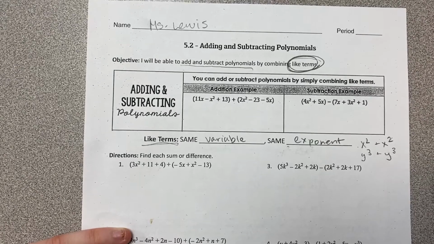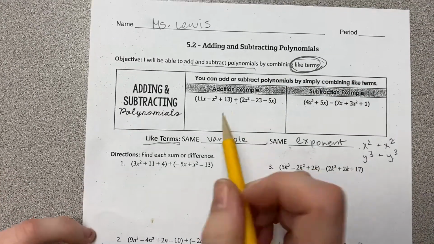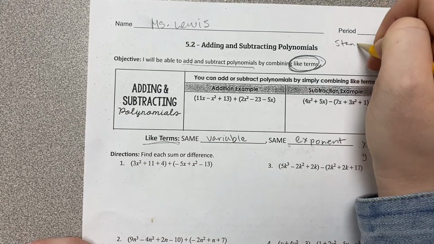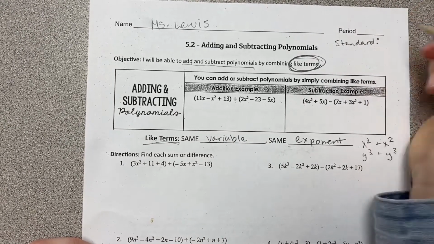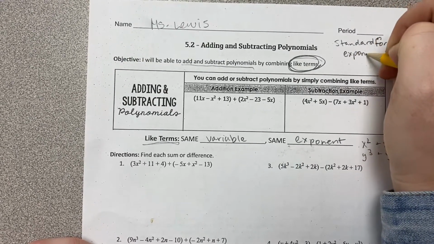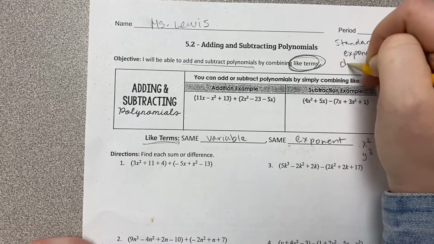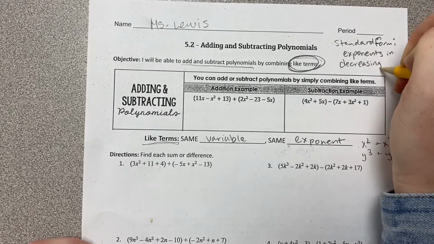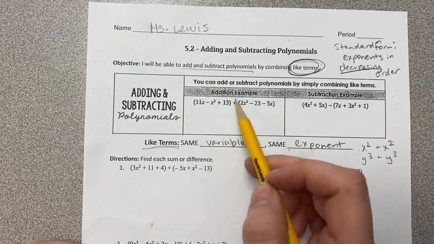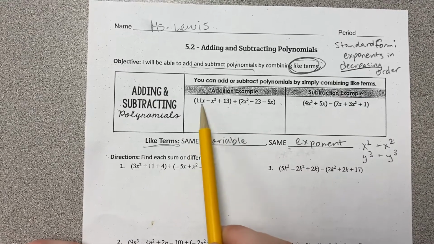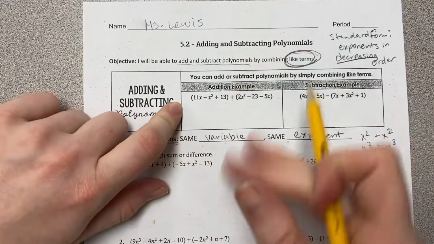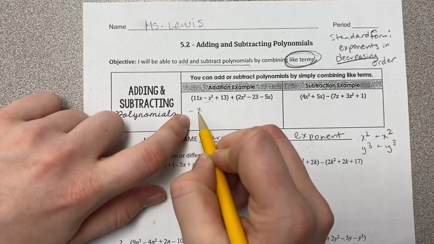What we did the other day in 5.1 was write polynomials in standard form. Standard form means my exponents go from highest to lowest order. So standard form: exponents in decreasing order, highest to lowest. So let's go ahead and set up this first polynomial in decreasing order. What I'm going to do is look for the biggest exponent I see just in this first expression. So I'm going to start with this negative x squared.